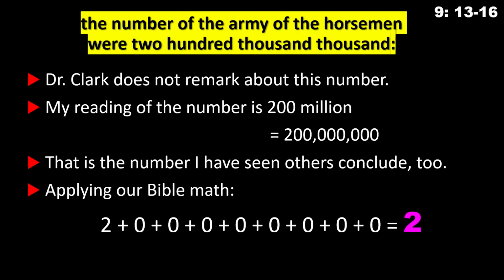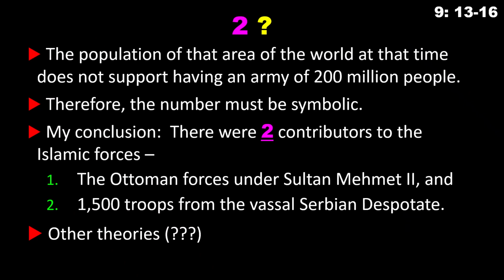The number of the army of the horsemen were 200,000. Dr. Clark does not remark about this number. My reading of the number is 200 million. That is the number I have seen others conclude too. Applying our Bible math, it would be 2 plus all those zeros, which equals 2. So, what does the 2 mean?